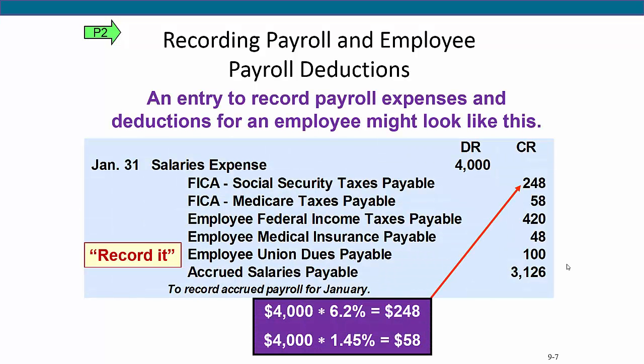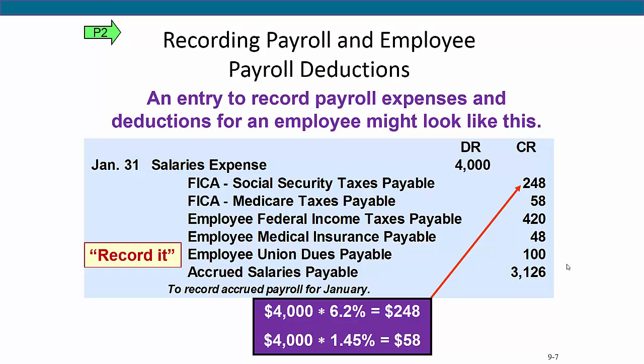Here is an example of a typical payroll entry to record the employee's withholdings and net pay. Assume gross pay of $4,000 was earned in January. Employees will be paid $3,126 in February after deductions. The amount of net pay is credited to accrued salaries payable, or sometimes simply salaries or wages payable. This occurs when the payroll is prepared.